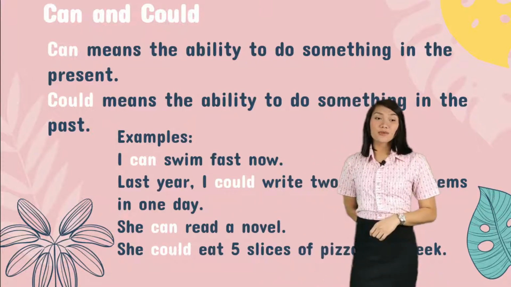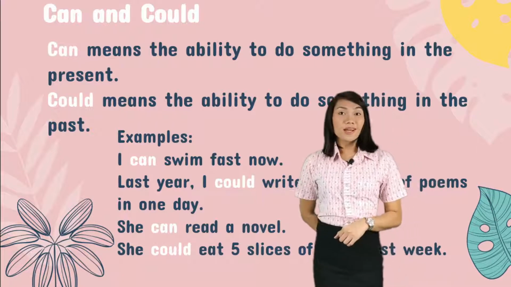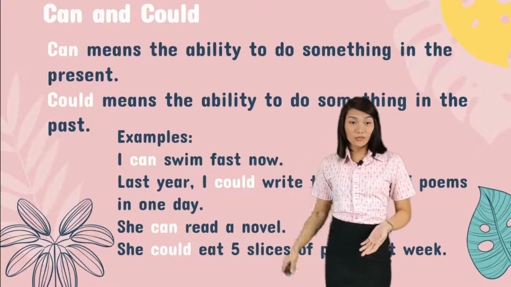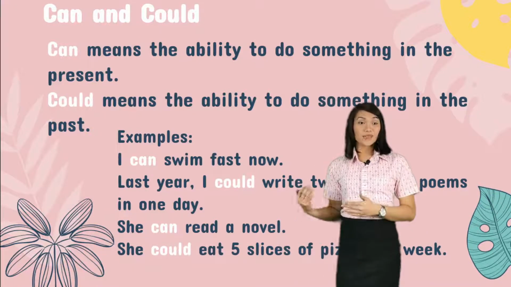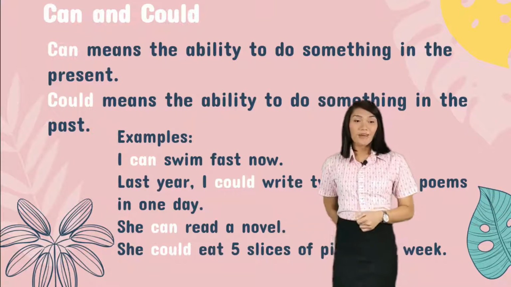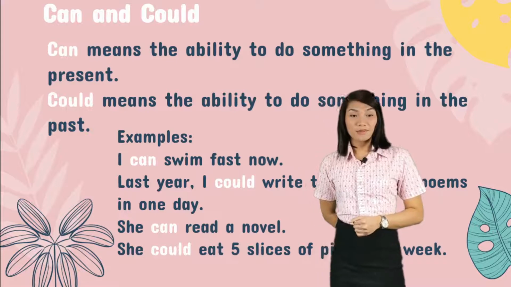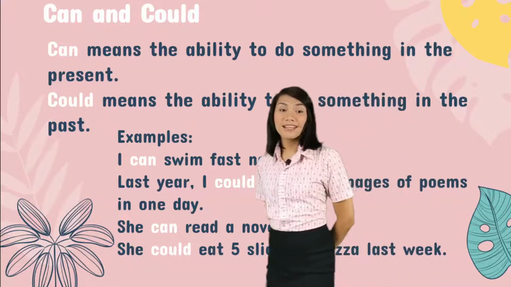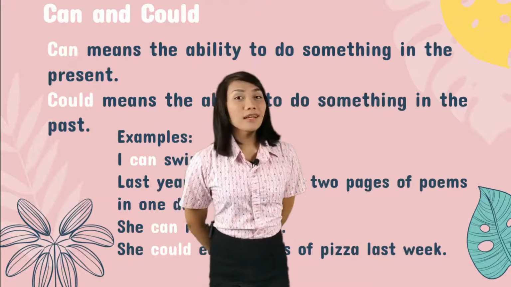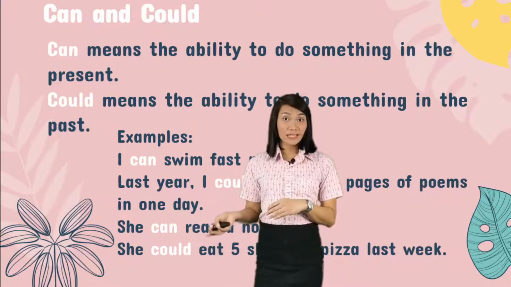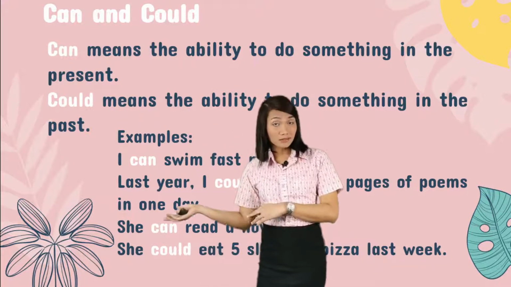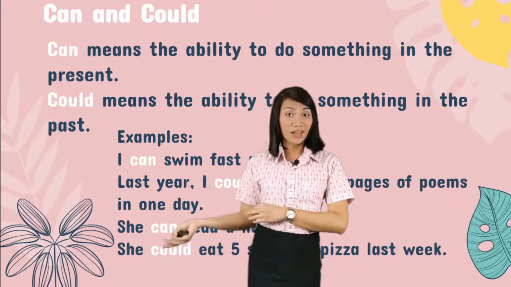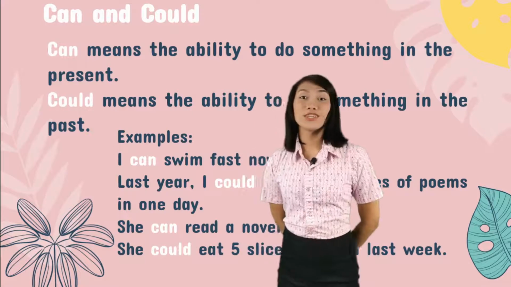Next, she can read a novel. So we are talking about an action that's happening in the present. That's why we use can. She can read a novel. Now, how about the last example? She could eat 5 slices of pizza last week. So we are talking about an action that was done last week, meaning it's already past tense, it's already done. That's why we use could.